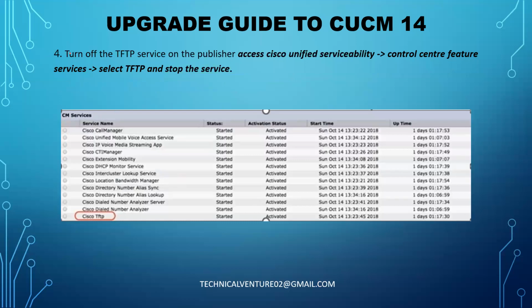After that, the next step, you need to turn off the TFTP service. How can you turn off the TFTP service? You can go to the Cisco Unified Serviceability, go to the Control Center Feature Services, select the TFTP. You will see the TFTP service is started and activated. You need to put a tick mark here, check it and save. Then it will deactivate. Now you need to stop this service.